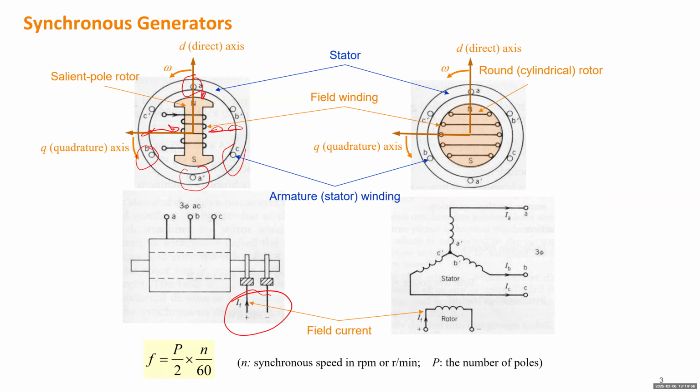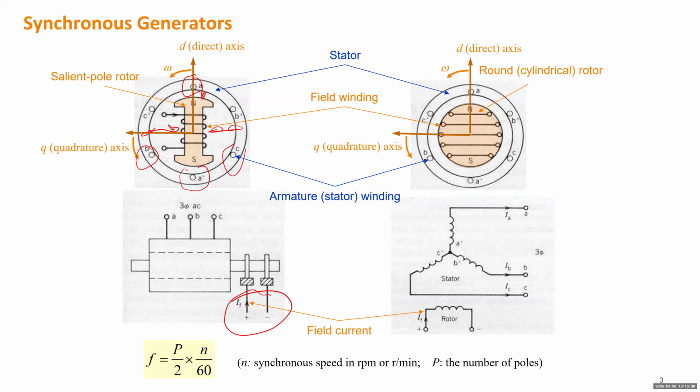The N here has the unit of RPM, or revolutions per minute. If the rotor is revolving at 60 hertz, which means 60 times per second, the speed will be 3,600 revolutions per minute, because it is 60 times 60. So 3,600 revolutions per minute divided by 60 will be 60. This equation tells us that if P equals 2, the frequency will be 60 if the rotor speed is 3,600 revolutions per minute.